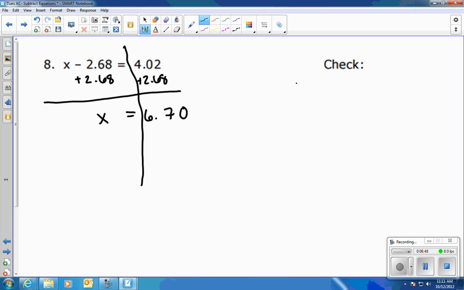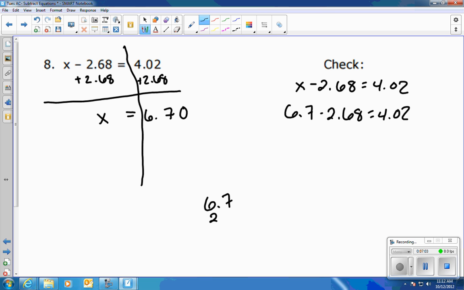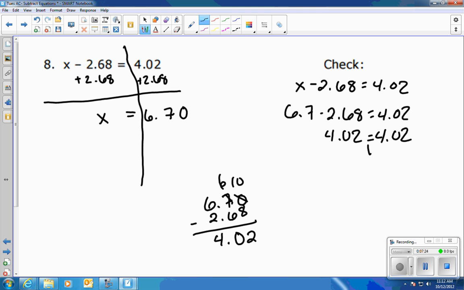Now our check should say x minus 2.68 equals 4.02. Plug in your 6.7. So 6.7 minus 2.68, add my 0. I've got to borrow. 10 minus 8 is 2. 6 minus 6 is 0. And 6 minus 2 is 4. So I got 4.02 on this side. Does that equal 4.02? Why, yes, it does.